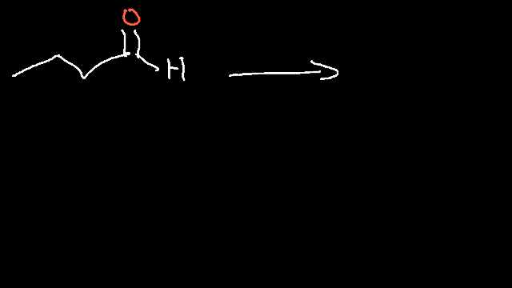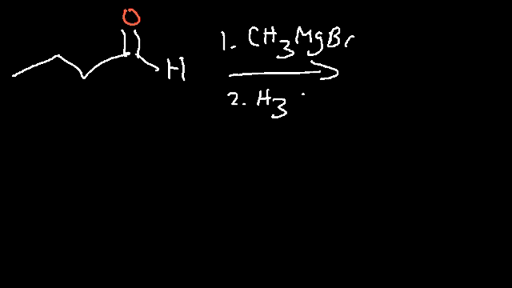So now it's your turn. Let's say we have an aldehyde. Go ahead and predict the major product if we react it with the Grignard reagent, methyl magnesium bromide, followed by H3O+. And propose the mechanism as well. Feel free to pause the video.